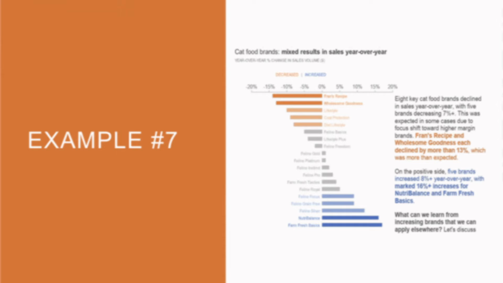You can rewrite this slide, and you can see to the right-hand side, I've rewritten some of the takeaways. 8 key cat food brands declined in sales year over year, with 5 brands decreasing about 7% or more. This was expected in some cases due to focused shift toward higher margin brands. Fran's Recipe and Wholesome Goodness each declined by more than 13%, which was more than expected. However, on the positive side, 5 brands increased 8% plus year over year, with marked 16% increases for NutriBalance and Farm Fresh Basics.